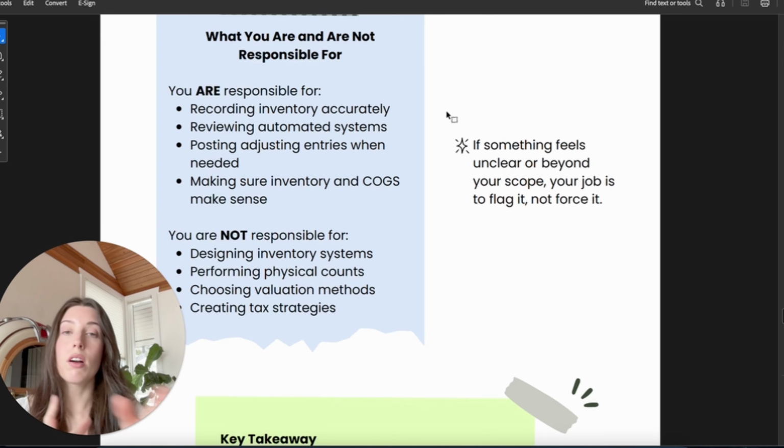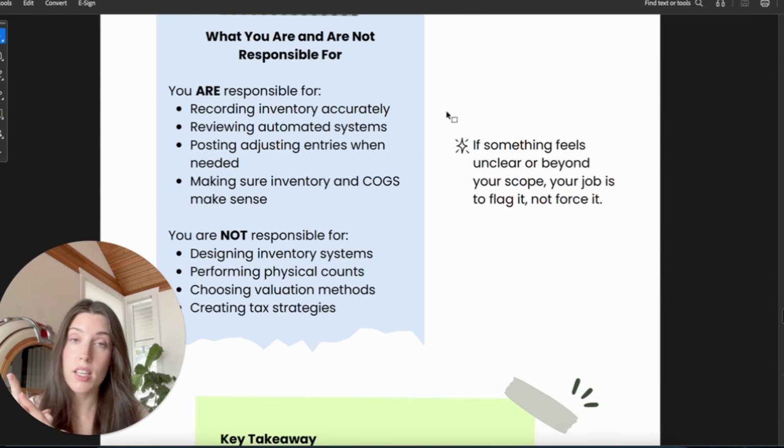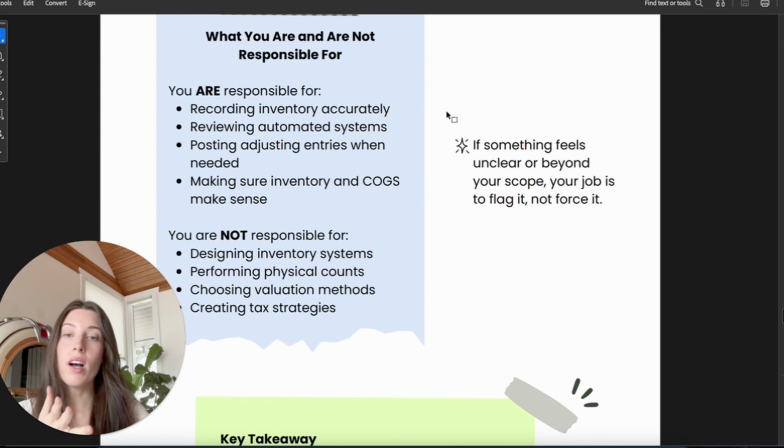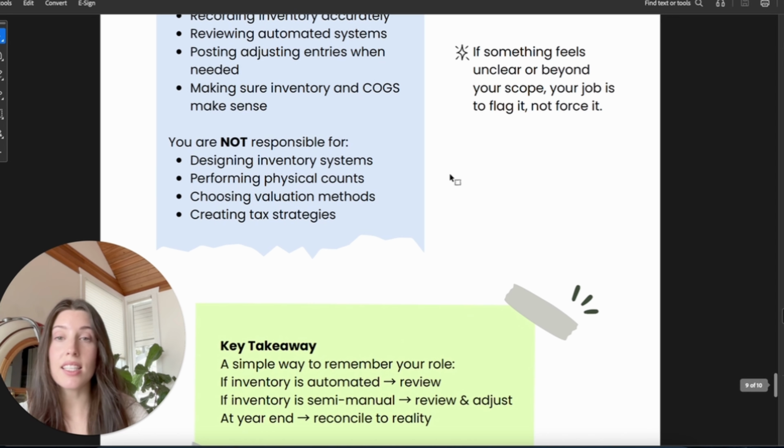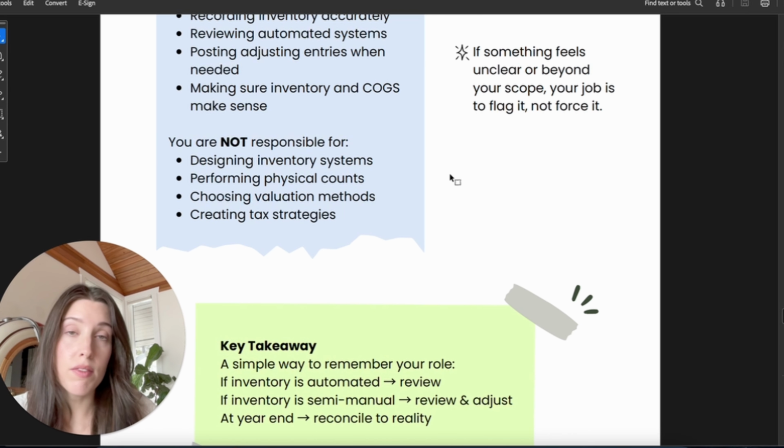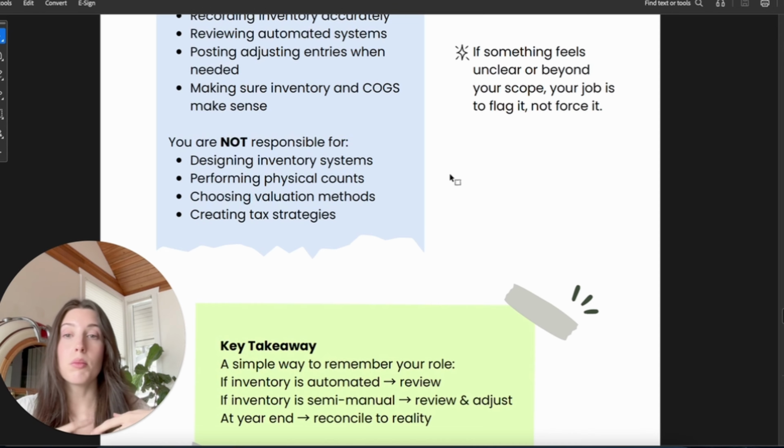So you are responsible for making sure inventory is recorded accurately, reviewing the automated systems, posting any adjusting entries when needed, and making sure inventory and cost of goods sold make sense. What you are not responsible for is designing an inventory system. You shouldn't be performing the physical count of inventory. You shouldn't have to choose the valuation method, and you will not have to create any inventory tax strategies.